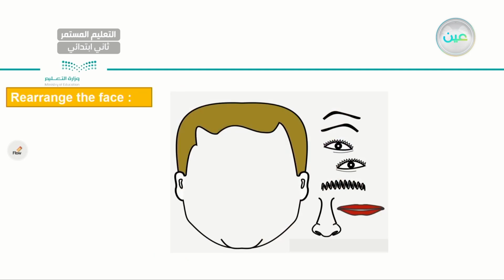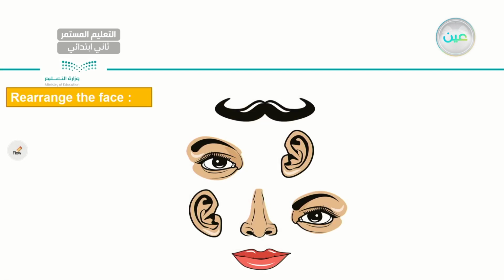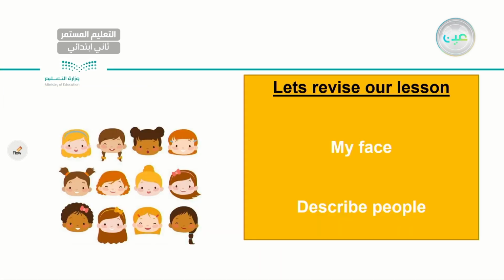Now, you can practice the facial parts by having something like this: an empty face, and try to draw the eyes, the nose and the mouth. Or perhaps, as you can see here, I have all the body parts mixed up. Try to rearrange them to make a face.